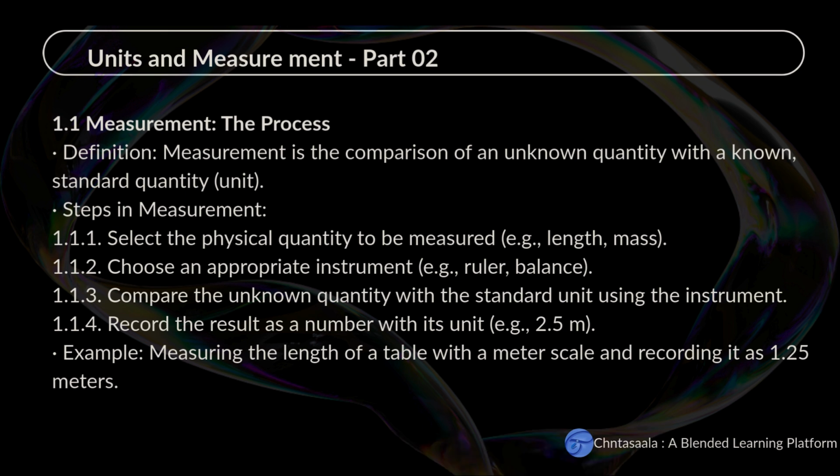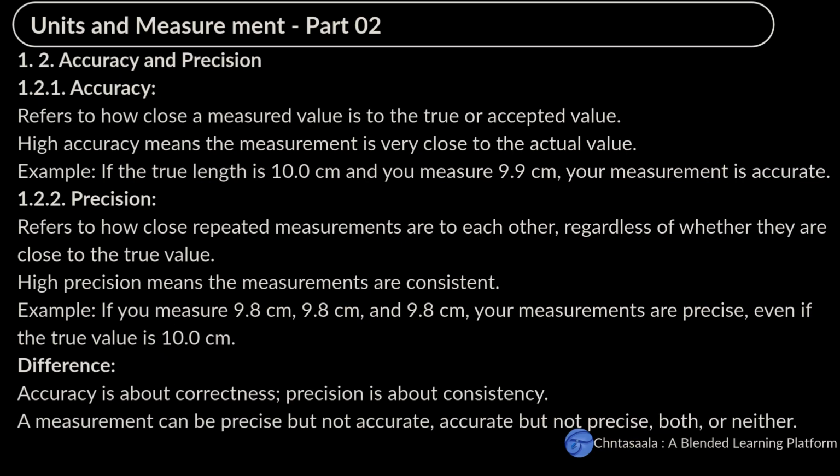Here is an example for you. Measuring the length of a table with a meter scale and recording it as 1.25 meters. Next, we discuss accuracy and precision. First, accuracy. It refers to how close a measured value is to the true or accepted value. High accuracy means the measurement is very close to the actual value. For example, if the true length is 10.0 centimeters and you measure 9.9 centimeters, your measurement is accurate.